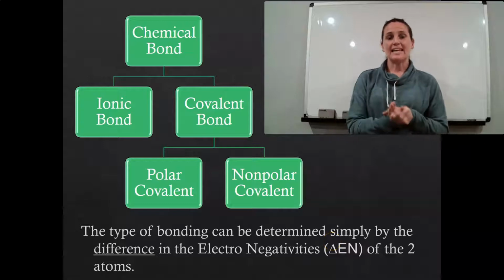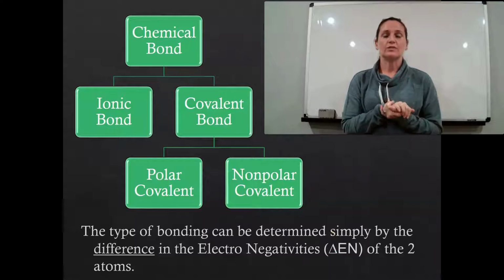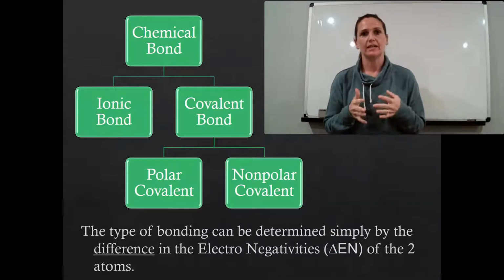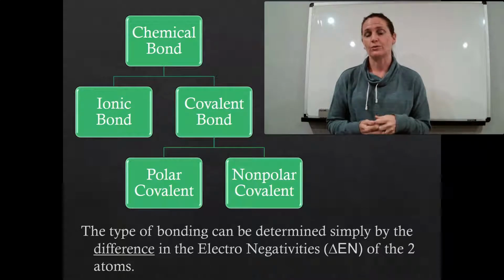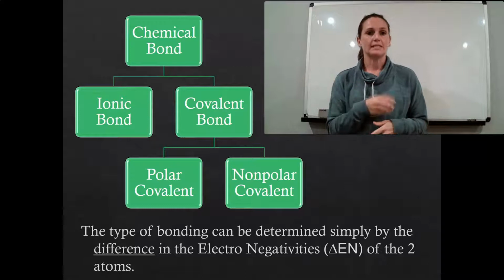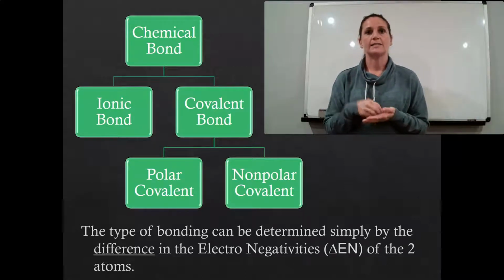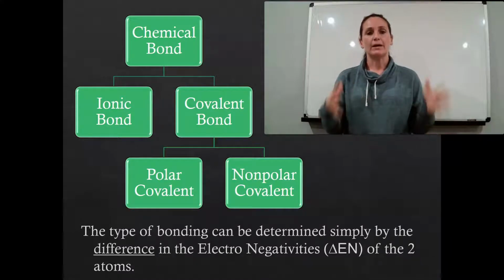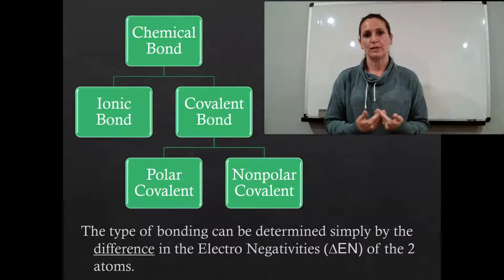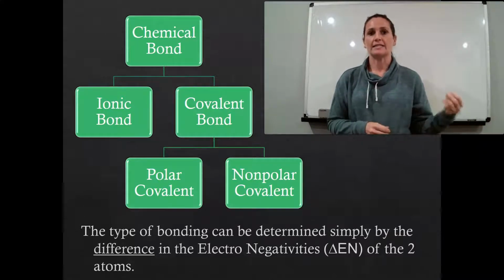Class, in today's lesson we are going to be talking about how we can use the value of electronegativity to determine the type of bond that will likely form between any two atoms on the periodic table. When we left off, we had discussed ionic bonds, polar covalent bonds, and non-polar covalent bonds. And we had mentioned that you could tell the difference between them by looking at the difference in their electronegativity.